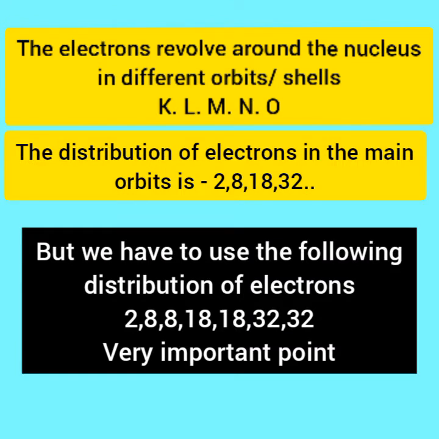These things we only need to study when you are going to the 11th standard. We only need to know the basic arrangements. The first orbit contains 2, the second orbit contains 8, the third energy level 18, the fourth energy level 32, that is K, L, M and N.